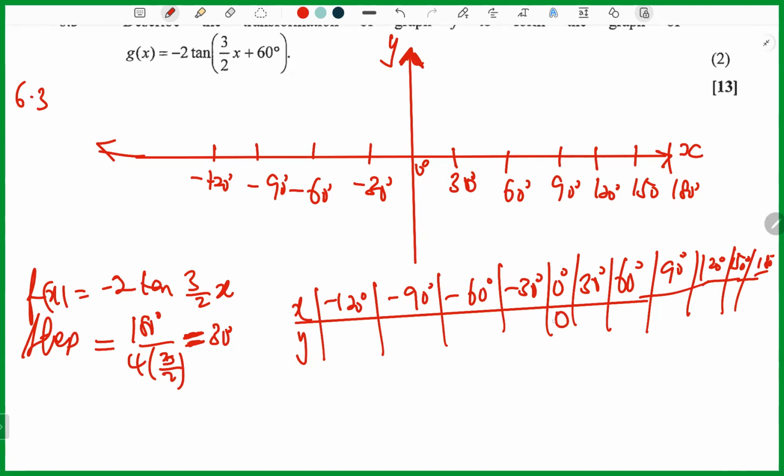Right, so at 30, you divide 30 by 2 and get 15. By 3, you're going to get 45. The tangent is 1, but there's a negative, so we have a negative 2 there. Okay, so they're just going to differ by sign. If you put 60, 60 by 3 is 180, divided by 2 is 90. The tangent becomes undefined. At 90 degrees, you divide 90 by 2, it becomes 45. By 3, it becomes 135.